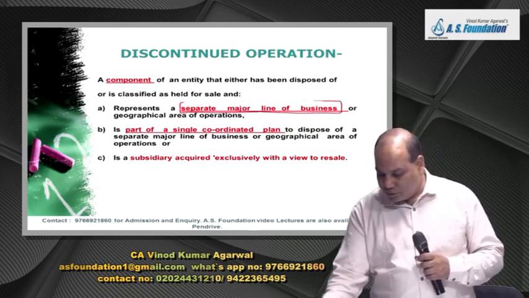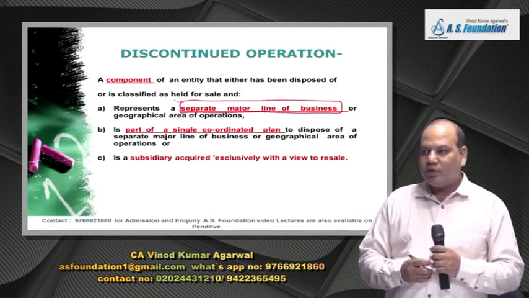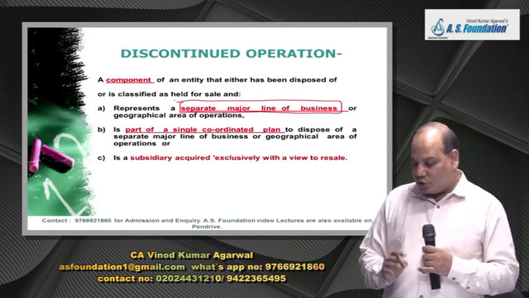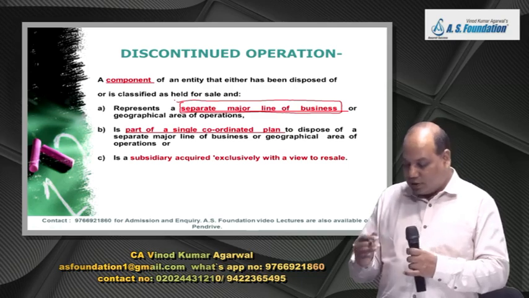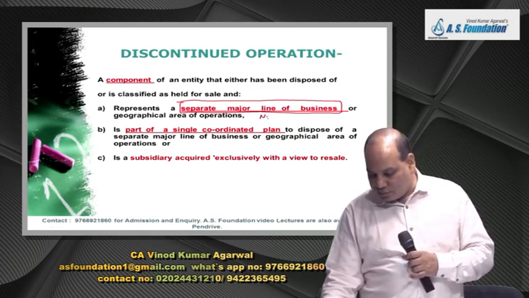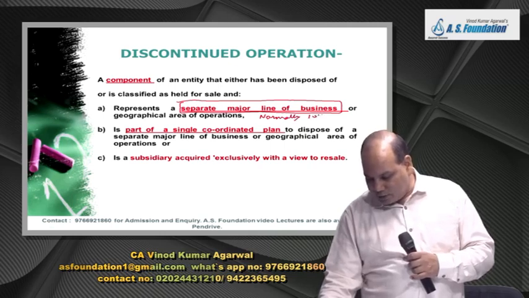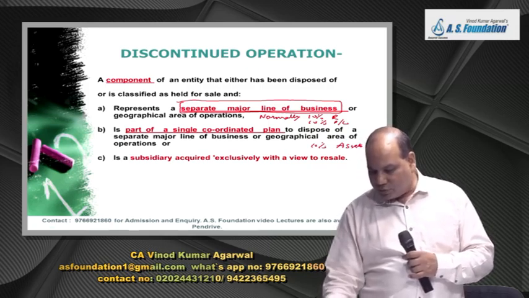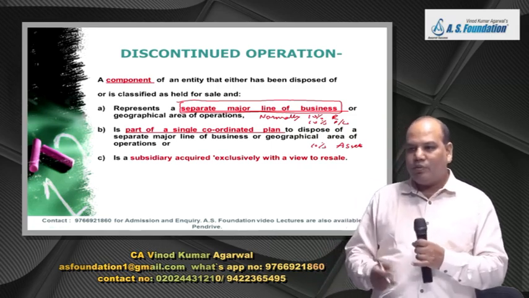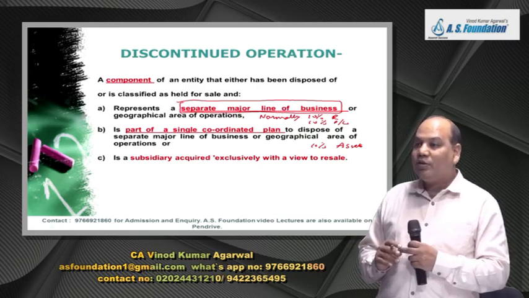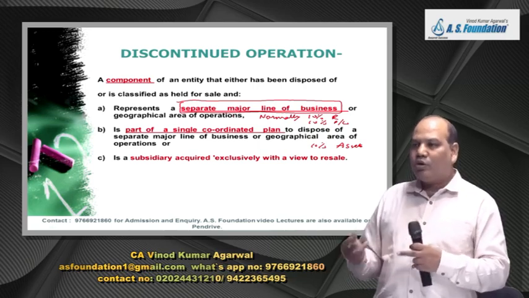Second, it represents a separate major line of business. Now this is a little subjective term. They have not defined further what is a separate major line of business. That means it should generate a significant amount of revenue. Its assets should be a significant amount of the total assets of the group, etc. Normally, but not necessarily, if the revenue or profit or loss or assets of this operation is 10% or more of the revenue, profit or assets, then prima facie you can assume it is a separate major line of business or geographical area of operation.